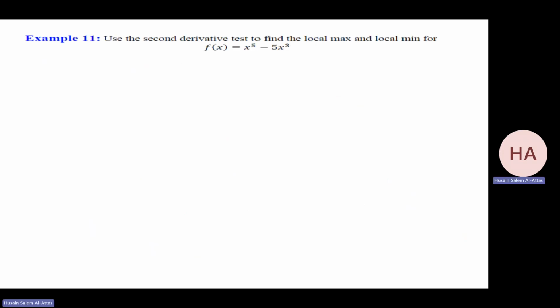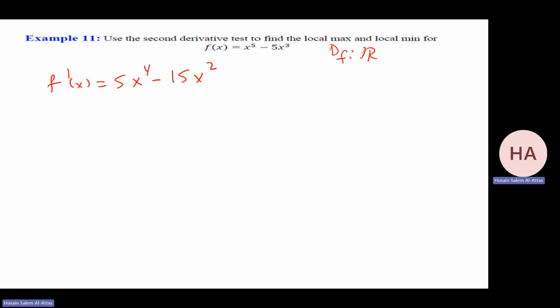Use it to find the local maximum with the second derivative test. You want me to use the second derivative test in this case. So we'll do f prime. Let me do f prime. The domain is all real numbers, nothing to worry about. F prime will be 5x to the power 4 minus 15x squared. This is f prime.